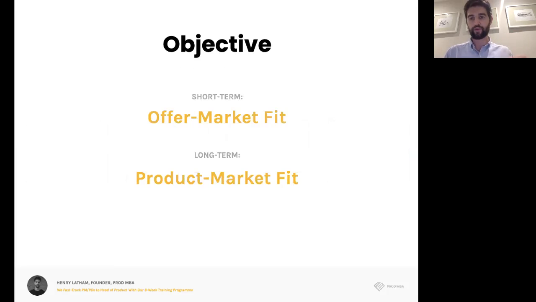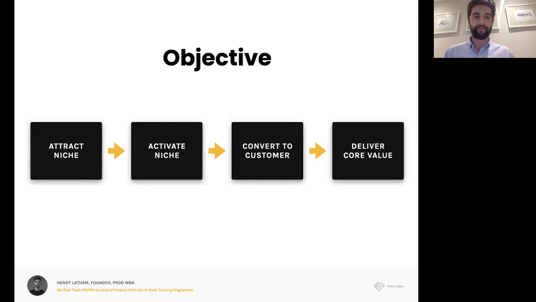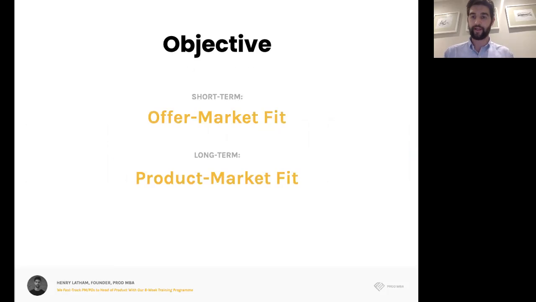This is also true of existing products. It is very rare that you will be working on a product that hasn't reached product market fit. So you have to be moving towards that. And as I said, that means how do you attract your niche? How do you activate them? How do you convert them effectively? How do you deliver the core value to them?